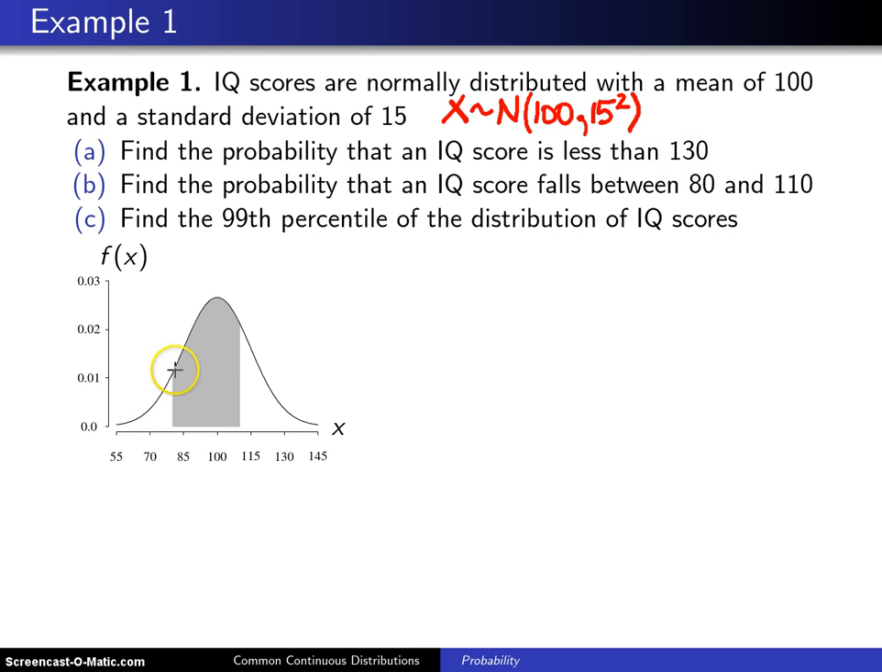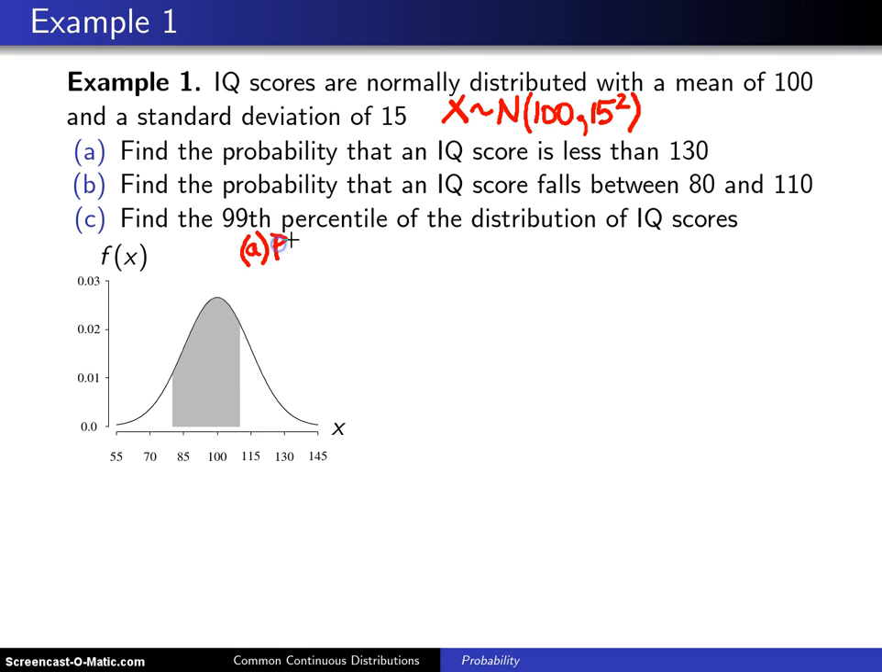So for part A, find the probability that an IQ score is less than 130. Now here is the distribution of IQ scores. The probability that a single IQ score is less than 130 is going to be the area to the left of 130. So we expect a big number here when we calculate this probability. So I'm going to write small because there's a lot to be done on this slide.